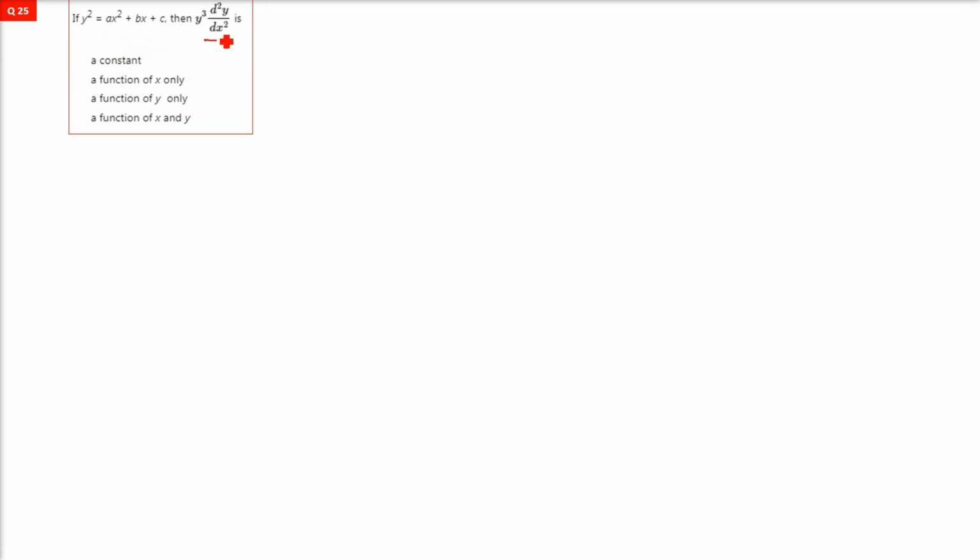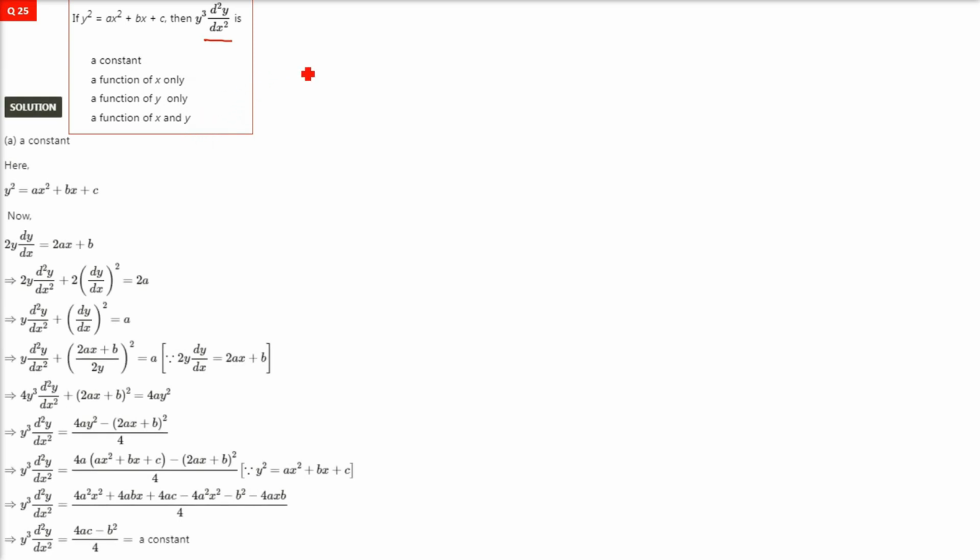Y square is ax square plus bx plus c. Then we have to find out y cube d2y by dx2. Whether it is a constant, well, let me tell you in advance, it is a constant, how it is going to come. So y square is equal to ax square plus bx plus c. Now this y square term we are going to replace. We'll just find a better place to replace it.